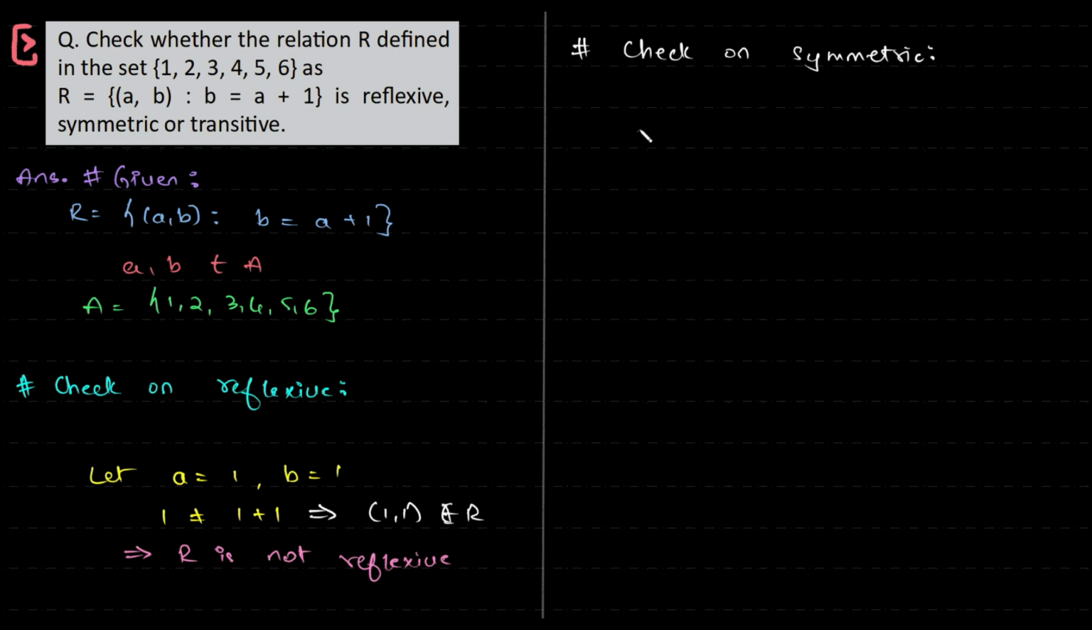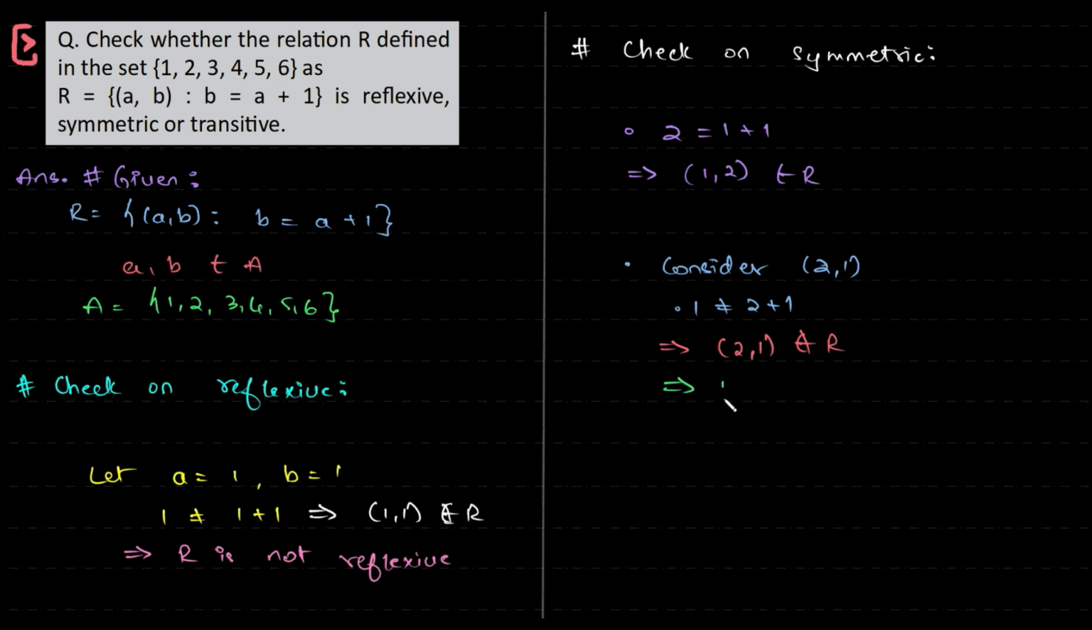So what do we have? Consider, or we can directly write this, 2 is equal to 1 plus 1. This implies (1, 2) in this case belongs to R, right? Now next thing is consider (2, 1). Clearly 1 is not equal to 2 plus 1. So what is from this? We can infer that (2, 1) will not belong to R. From this we can infer that R is not symmetric, right? That's your symmetric.